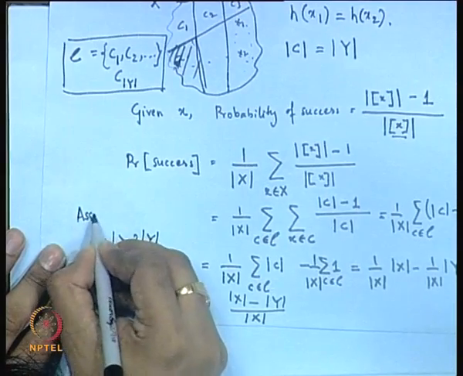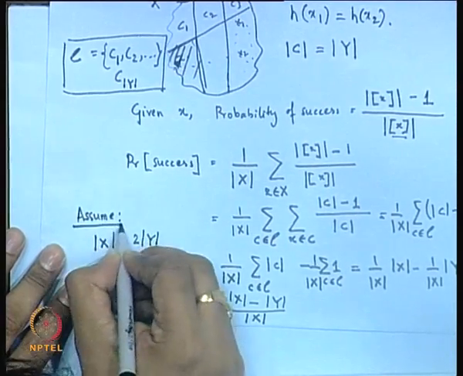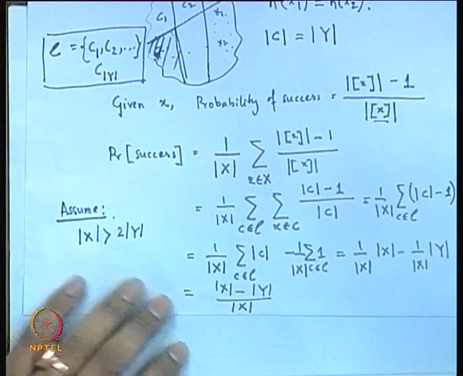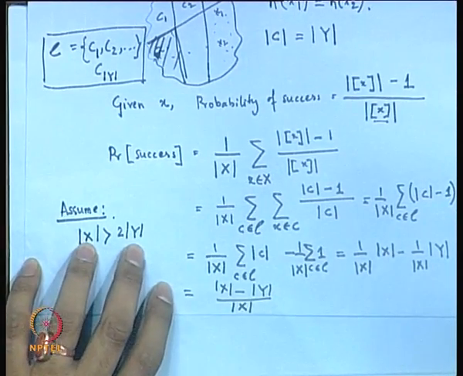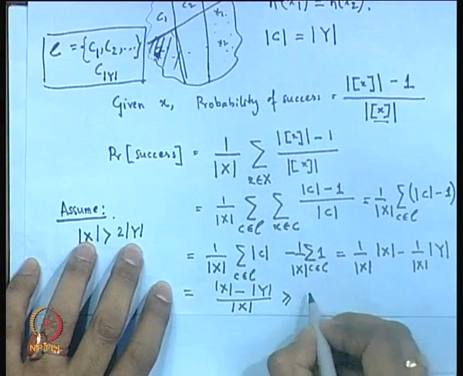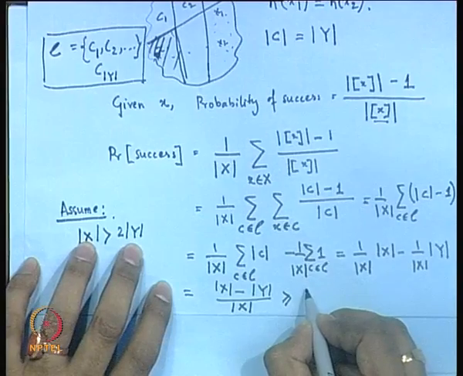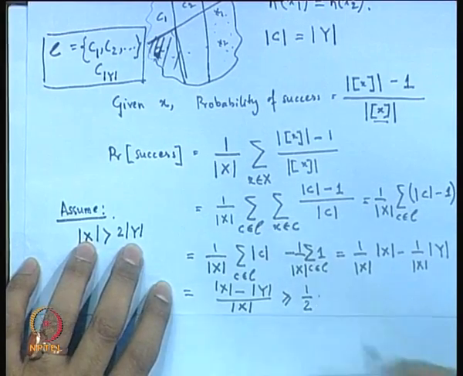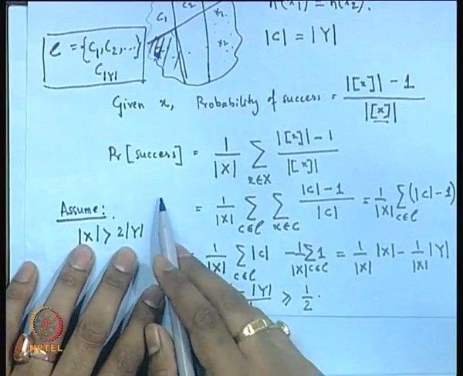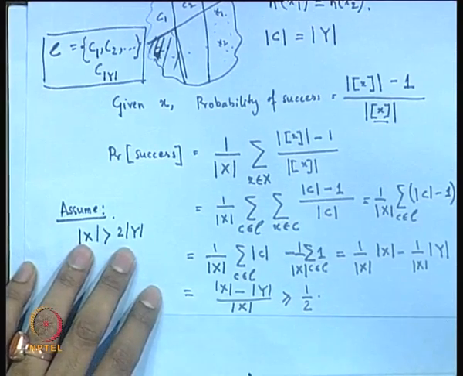Okay, so if I assume this, and this is quite a practical assumption to make, in that case mod of x is greater than twice of mod of y. If I assume this, then this particular thing is greater than half, right? So therefore your probability of success is at least equal to half.